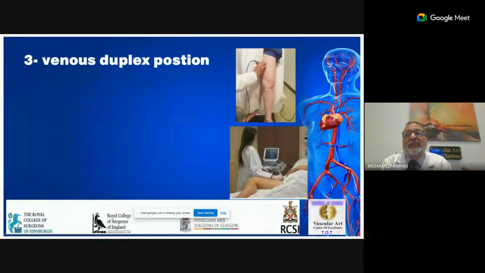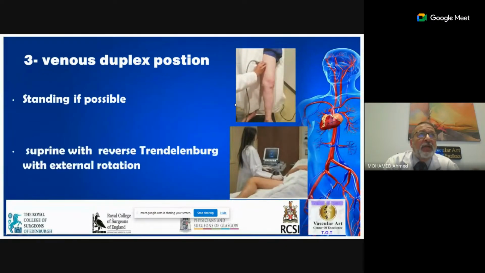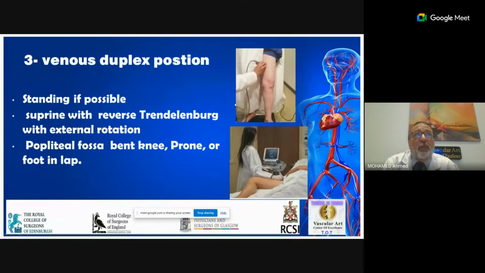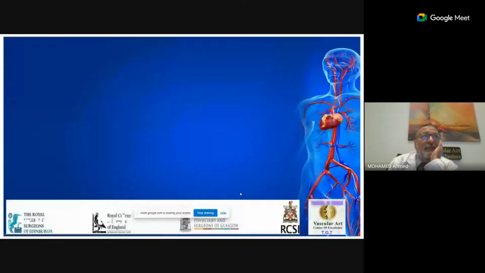You can do it standing if the patient doesn't mind, but some people, for example, after cesarean section, are unable to stand up, or someone with severe osteoarthritis cannot stand up. So you can do standing if possible. Supine, reverse Trendelenburg, and you usually put the knee in flexion and a slight external rotation. This is the optimal position to do the venous duplex scan.